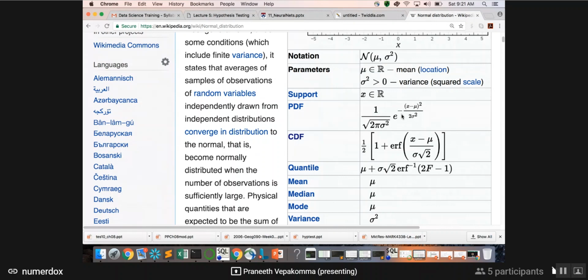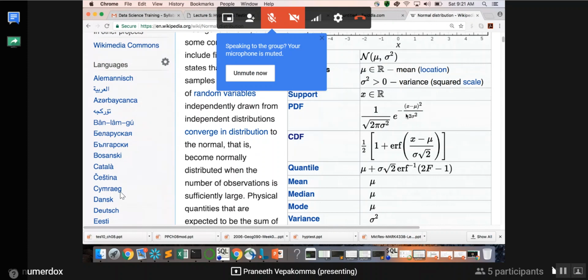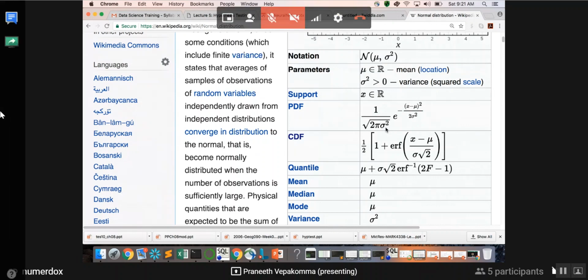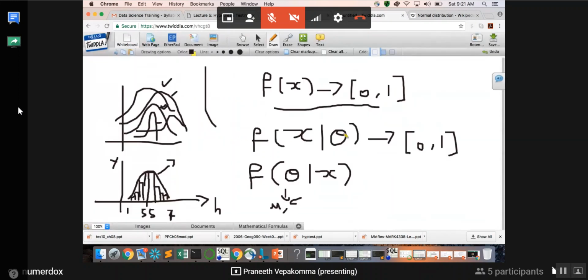But if I say I will treat it not as a function of x, but as a function of mu and sigma, where mu and sigma are unknown and x is given, so it's a function of mu and sigma given the x. Then I will have to figure out what mu and sigma will maximize this. Then that is known as a likelihood function. So all the point I'm saying is this is the probability density function, treated as a function of x given theta. But if you treat it as a function of theta given x, then it is known as likelihood function.